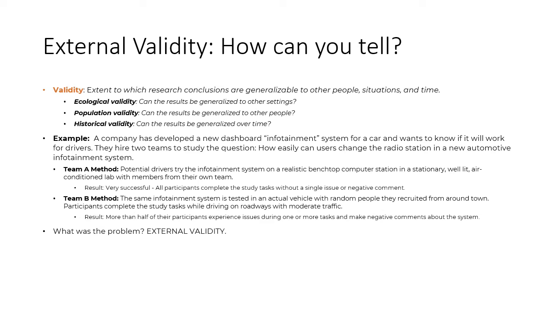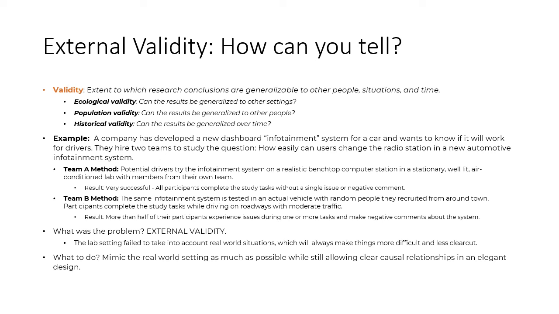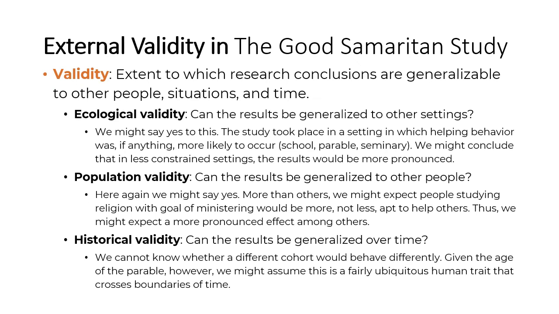So the first study took place in a lab, and it was a nice, clean study. They tried out the system, but it did not have external validity, so when it was tried out in the real world, it no longer produced the same outcome. And that's why we're careful about these things. The lab setting failed to take into account real-world situations, which will always make things more difficult and less clear-cut. And so when you're designing a study, which all of you are going to do, you want to mimic the real-world setting as much as possible while still allowing clear causal relationships in an elegant design. We'll look at this in a moment.